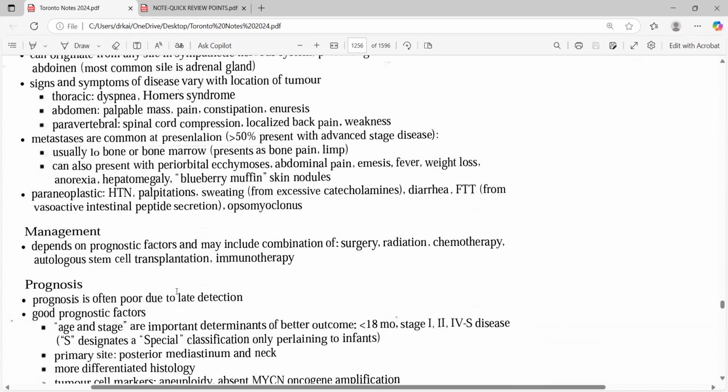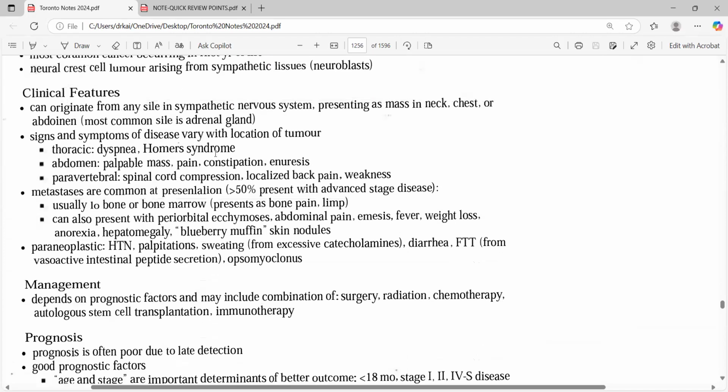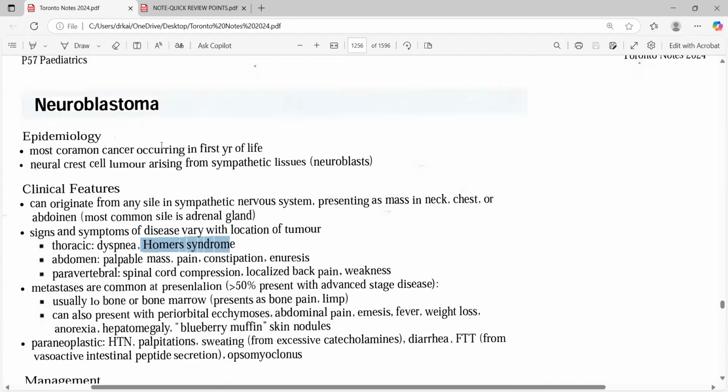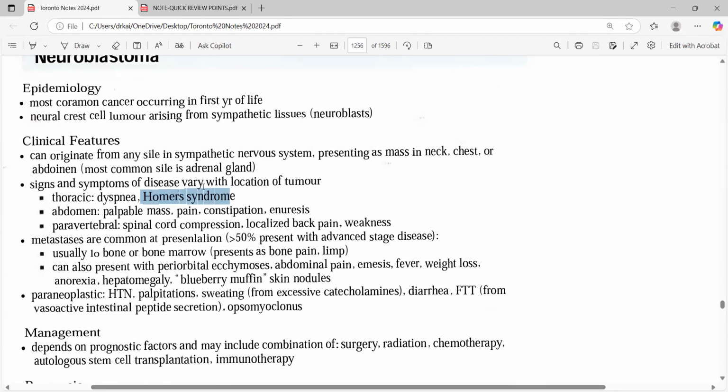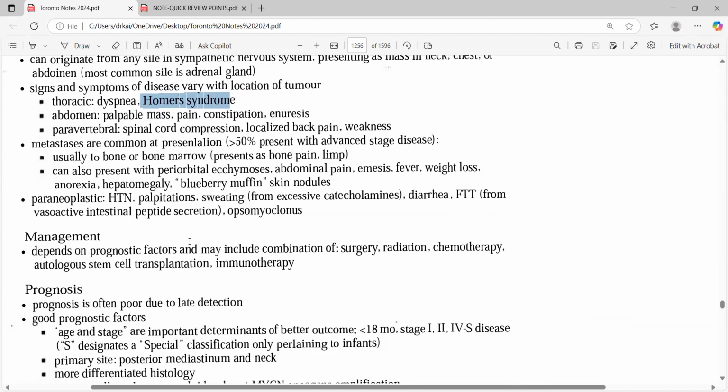Then the neuroblastoma in this one, there is one thing here. Yeah, the Horner syndrome. So it has a thoracic involvement where it comes with the dyspnea and the Horner syndrome. Wherever they give you a little bit of this one, basically this is neuroblastoma, and its main common site is adrenal gland.